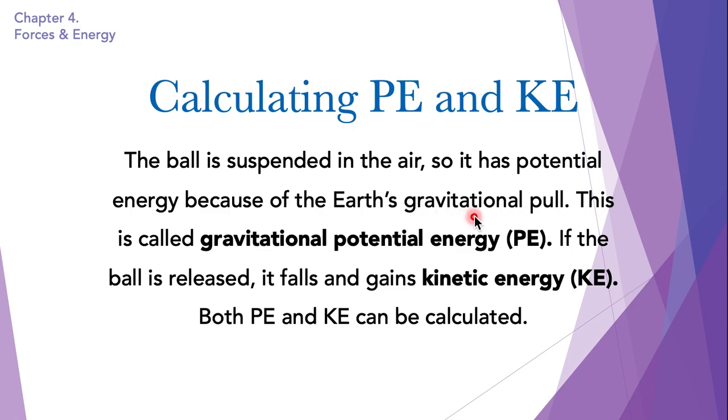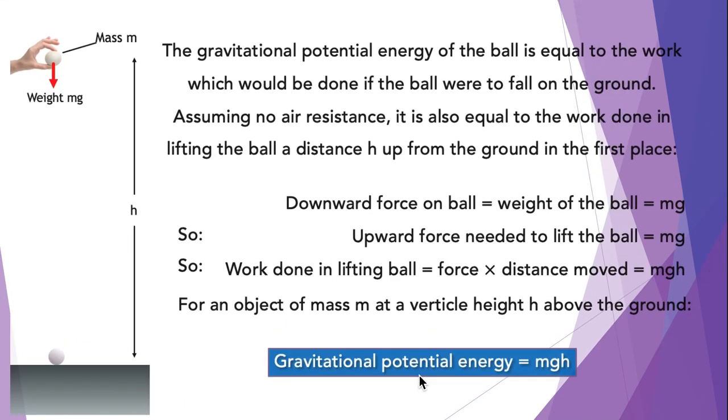This is called gravitational potential energy. We also call it PE. So if the ball is released, it falls and gains kinetic energy, KE. So both PE and KE can be calculated. And how do we do that? Let's get on to it.